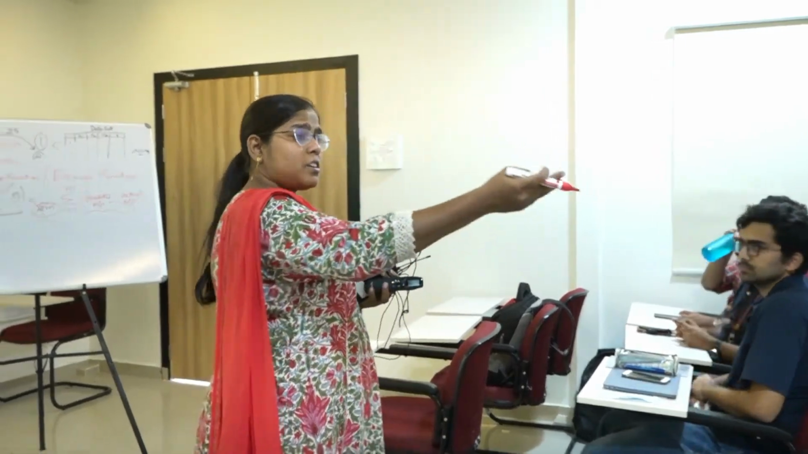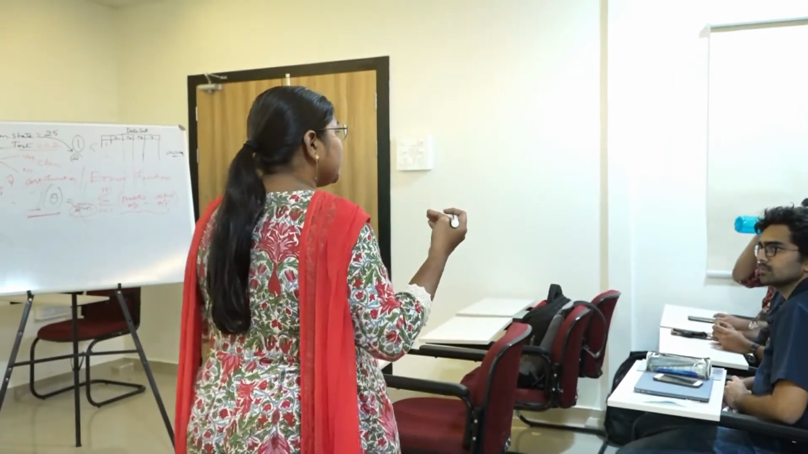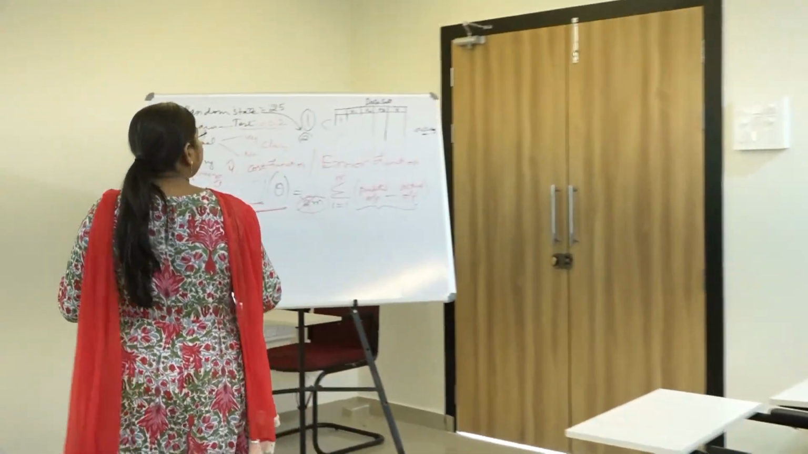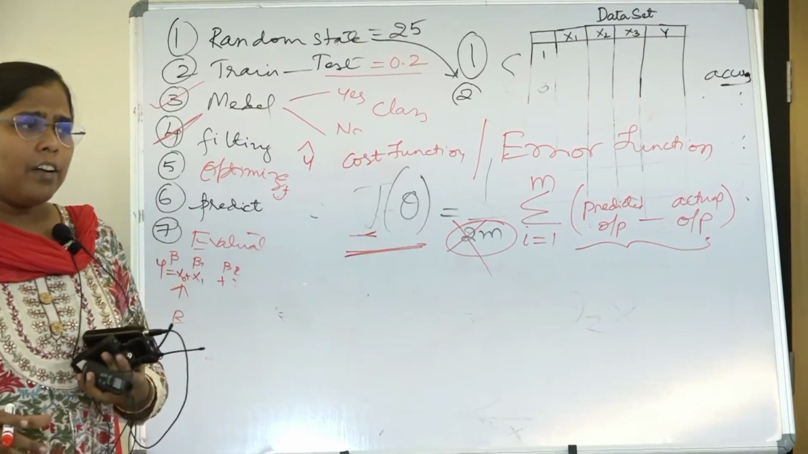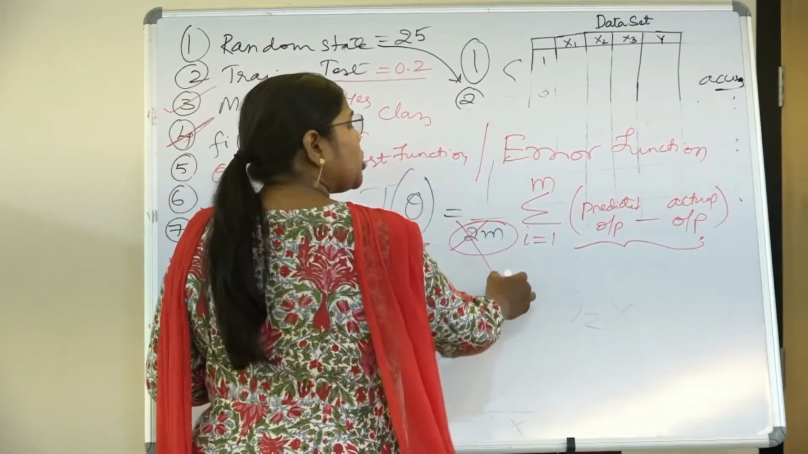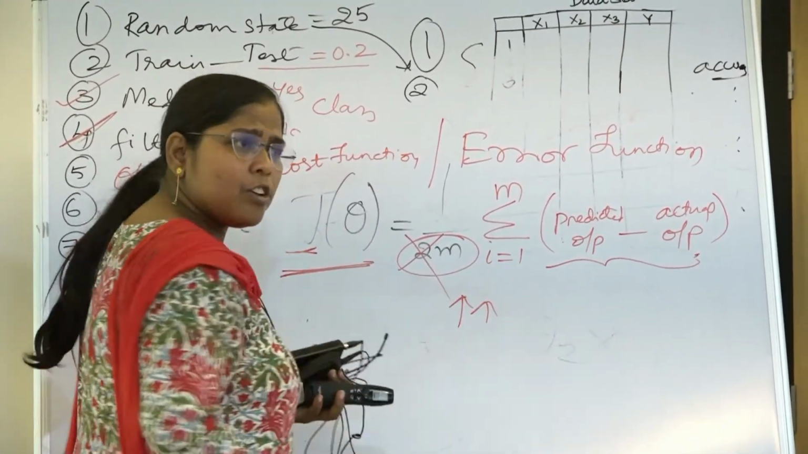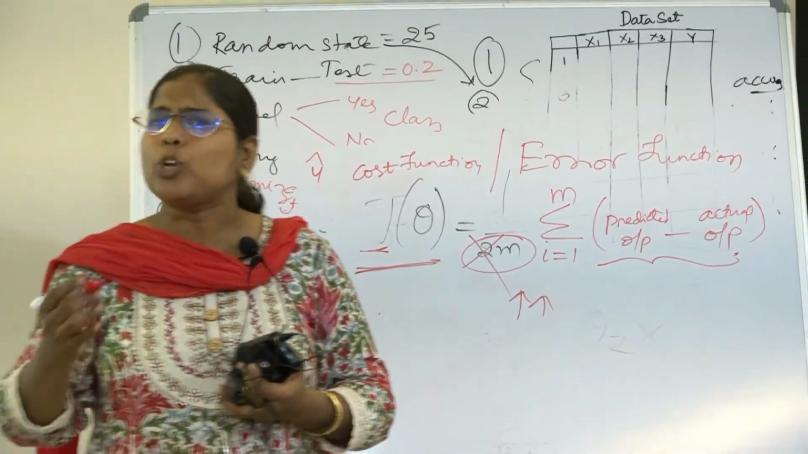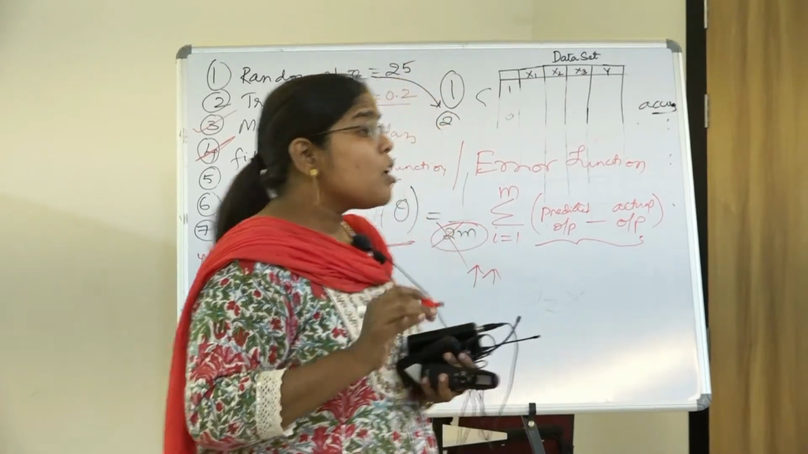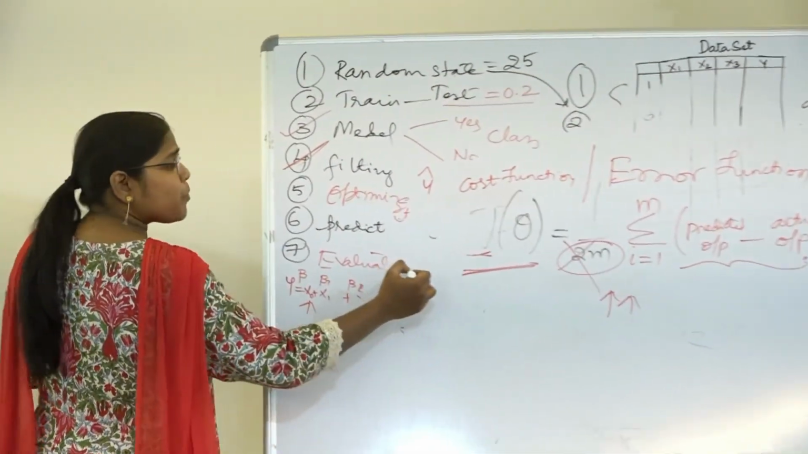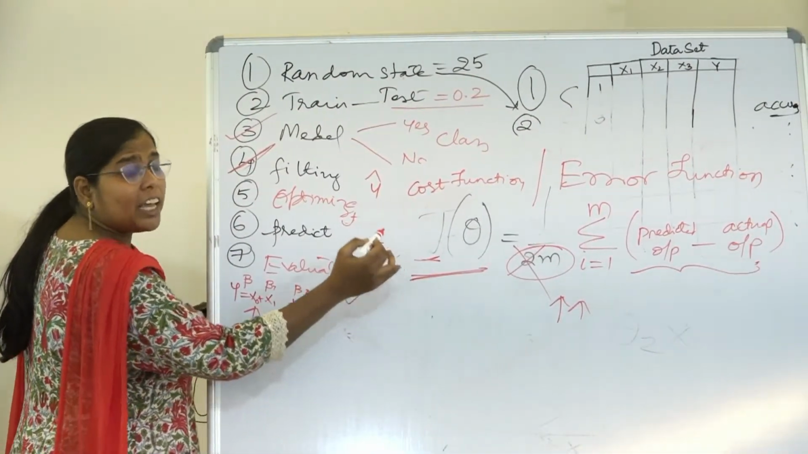Coming to logistic regression, using a cost function, we can calculate the error. If error on the cost function is high, we say accuracy is low. This is one way to do it. But we have one more procedure called evaluation.